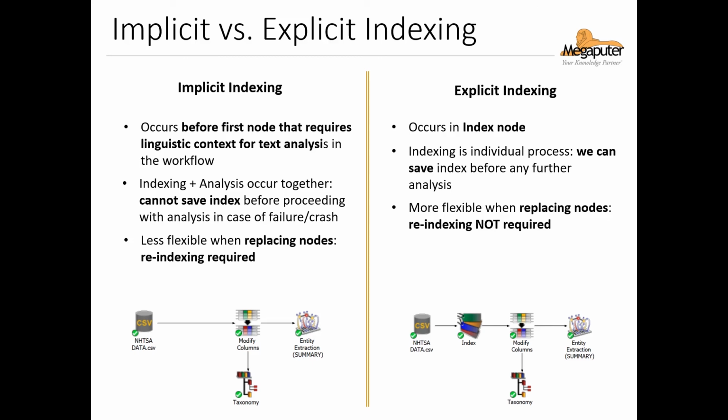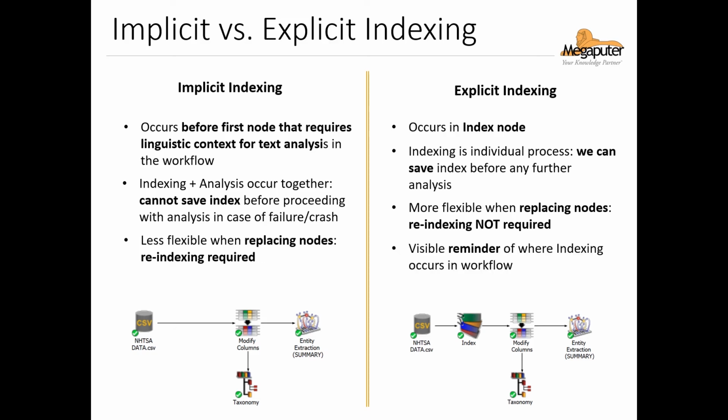Another advantage of explicit indexing is that we have more flexibility when it comes to adding or replacing nodes. For example, if we wanted to replace the modify columns node with a filter rows node in the workflow on the left, we'd have to reindex. And we would definitely want to avoid that, especially when we have a larger data set. However, there's no need for doing this reindexing in the workflow on the right, since our index is already saved in that index node.